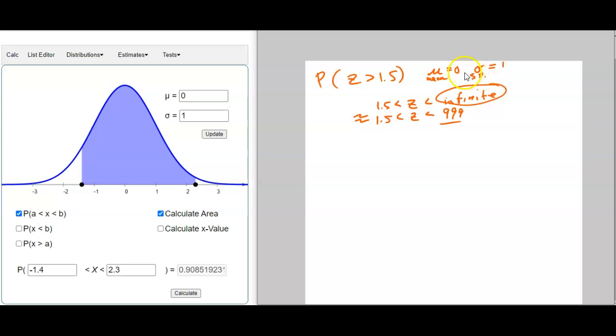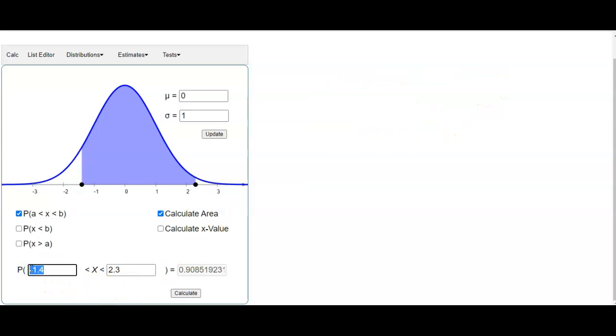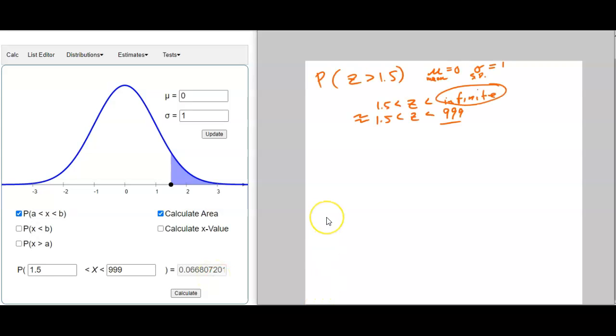So anyway, the mean is 0 and the standard deviation is 1, and this calculator is always set up to that by default. But now I need to go from 1.5 to 999, so I'm going to put in 1.5 here, and then 999. And I'm going to calculate that. And there, that gives me 0.066. So that's the probability there.